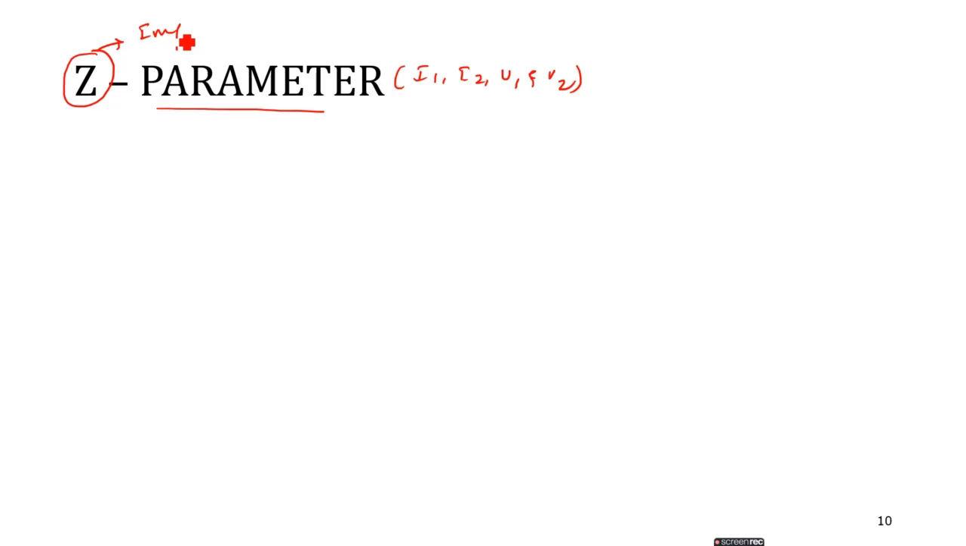Z means impedance parameters. Impedance parameters means the impedance is expressed in terms of these parameters. I repeat, the impedance of a two-port network is defined in terms of these parameters. You should understand what is meant by parameters: these variables I1, I2, V1, V2. The impedance is expressed in terms of I1, I2, V1 and V2. That's why it is called Z parameters.